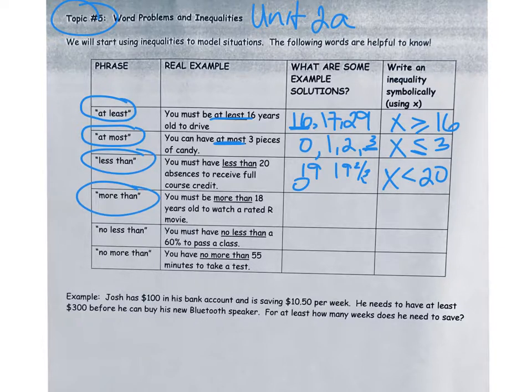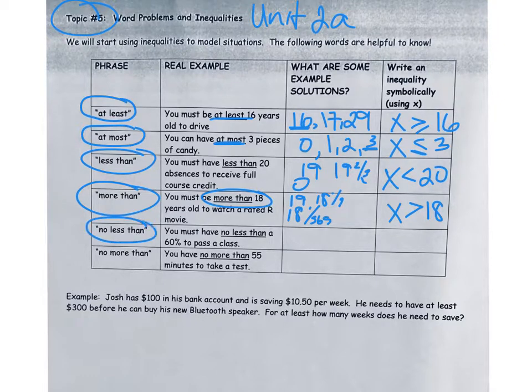More than: you must be more than 18 years old to watch a rated R movie. I'm not sure if that's true, but let's say it is for the sake of this example. More than 18. So 19 is more than 18. 18 and a half is more than 18. 18 and 1 day is more than 18. 18 and 1/365th, all of those numbers are more than 18. So as long as your age is greater than 18, then you can watch that movie.